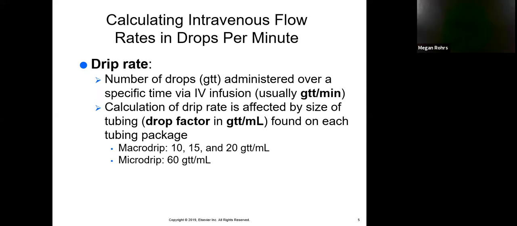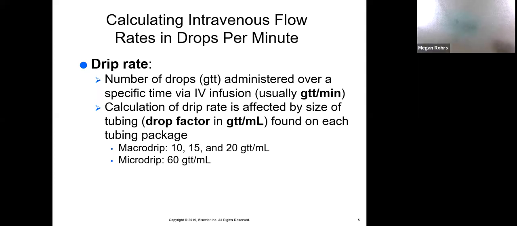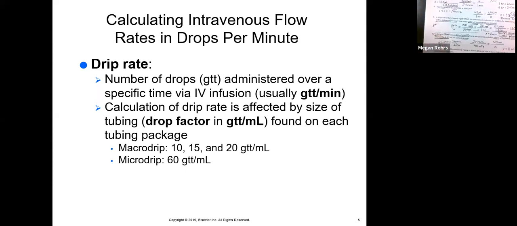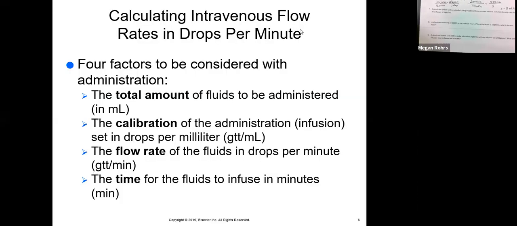I think the easiest way to start getting into some of these problems is to just take a look at some examples. In some of these problems, we may need to use the drop rate or the drip rate to find the total volume that an IV will be providing, or we could be looking for the flow rate or the drip rate, which is drops per minute. Or we could be looking for the time it takes for the IV bag to infuse. Usually the calibration is always given to us because that is going to be what is on the IV tubing.